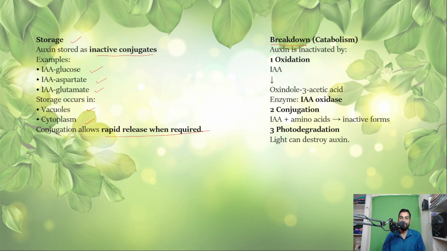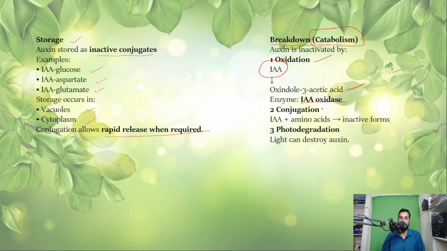We call it breakdown. That means catabolism. We know what is anabolism, catabolism, right? Anabolism means synthesizing, catabolism means utilizing or breakdown. It is inactivated by the oxidation process. Auxin, that means indole acetic acid, is converted to oxindole-3-acetic acid. The enzyme working here is IAA oxidase.